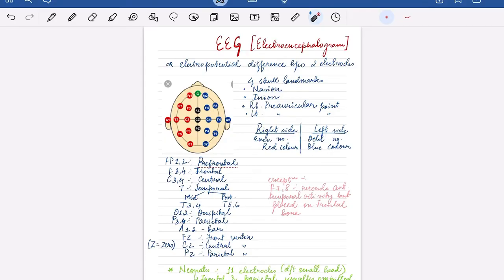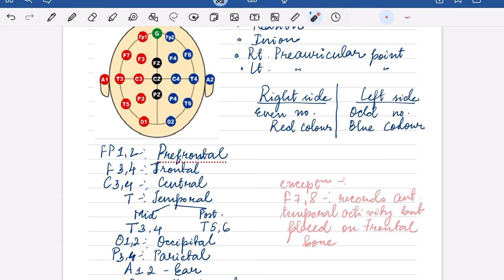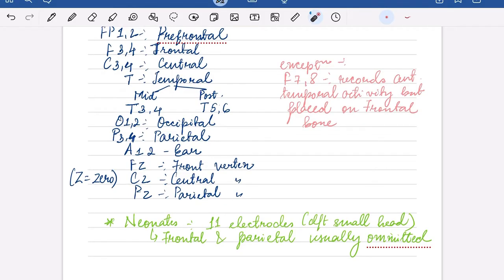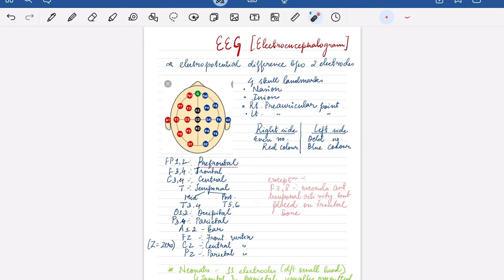Now these leads have some abbreviations attached to them. FP stands for prefrontal, F for frontal, C for central, T for temporal. Now middle and posterior temporal are represented by T3/T4 and T5/T6 respectively. O for occipital, P for parietal. For F, C and P associated with Z written to it, it stands for frontal vertex, central vertex and parietal vertex.